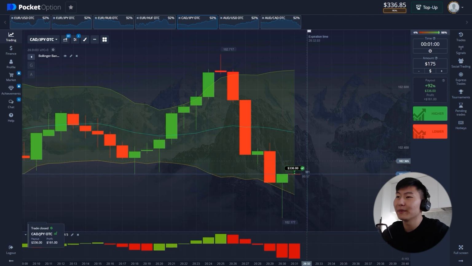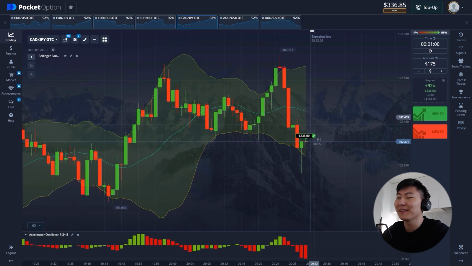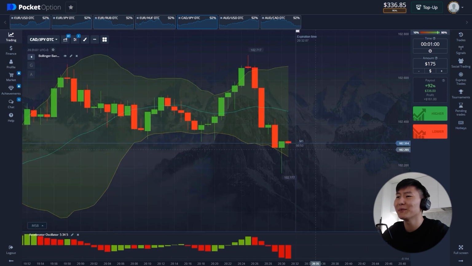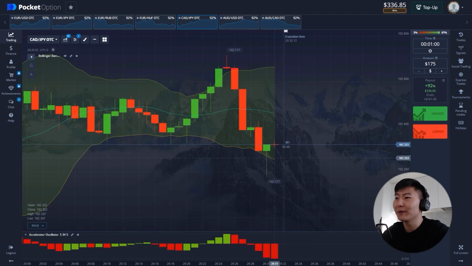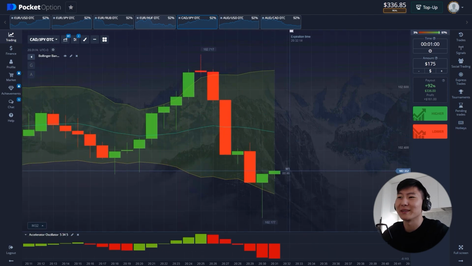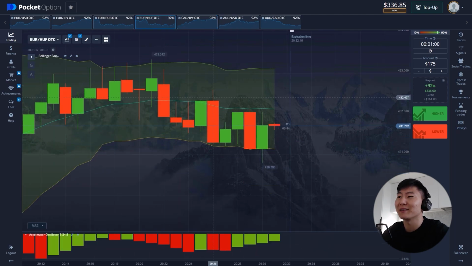And there we go, there are 330 on the balance, and again there was false breakdown, but the price returned inside the channel and now it's gonna go in. And now it's going up, exactly as we predicted guys. Let's continue and analyze the market.